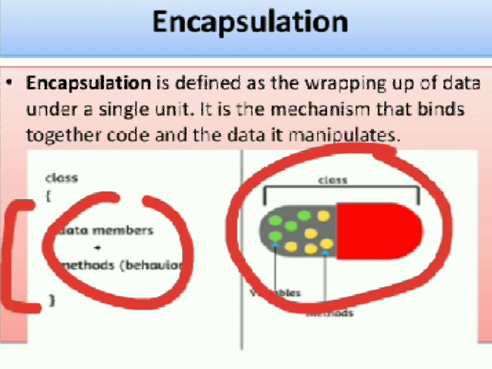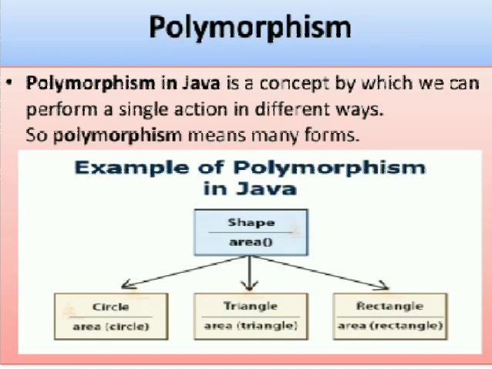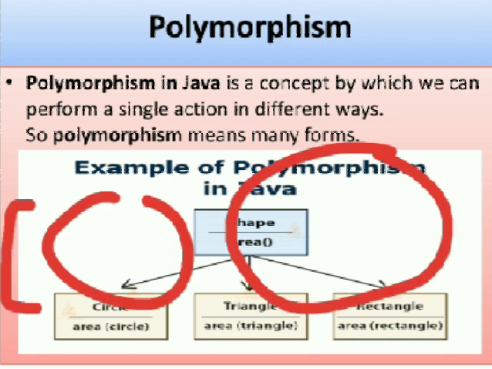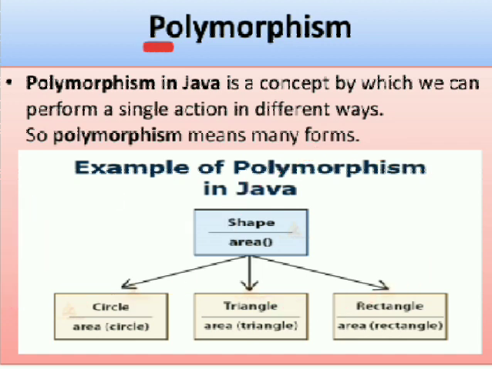Okay, so next is polymorphism. So what is polymorphism? It denotes two words, poly and morphism. Poly means many and morphism means forms. That means a single named object takes many forms. As per the definition, polymorphism in Java is a concept by which we can perform a single action in many ways.